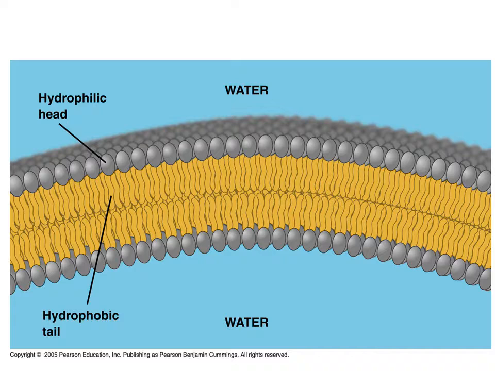In a phospholipid bilayer, the phospholipids will orient themselves in such a manner that all of the heads that are hydrophilic will face the water, and all of the tails, which are hydrophobic, will face one another.